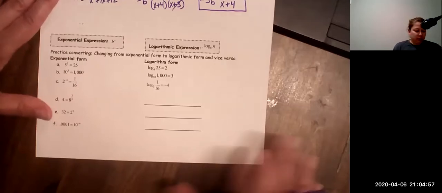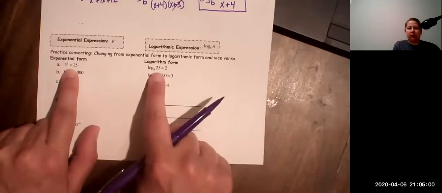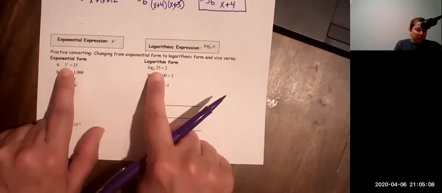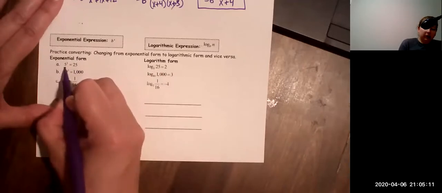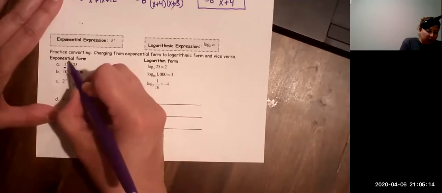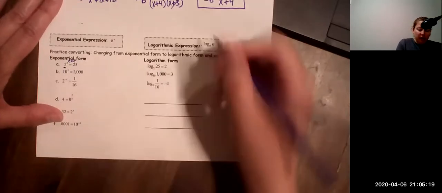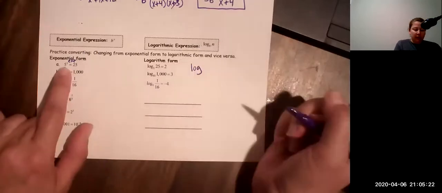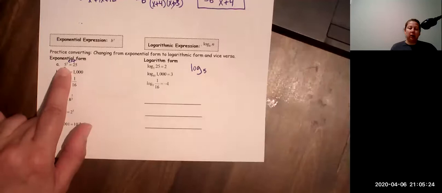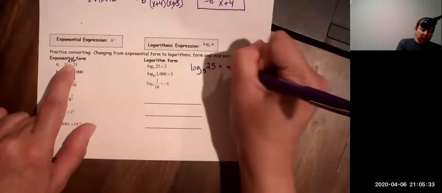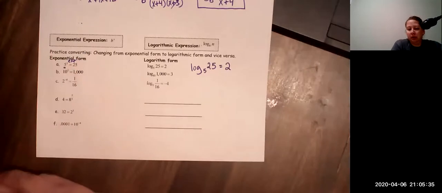So what we're going to do is see how this compares to this. The way I remember it, the easiest way for me, if I know this form and I want to get to here: the 5 is called the base and the 2 is called the exponent. When I write it as a log, you write the word log down, and whatever base is over here becomes the little base of the log. The 25 goes here. The exponent becomes the answer to the log.